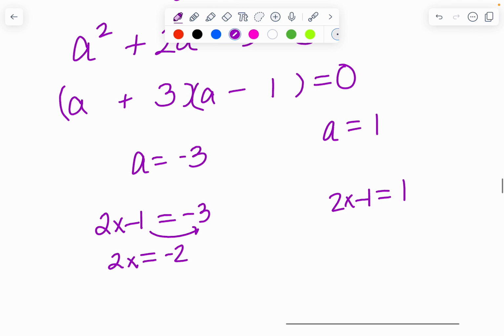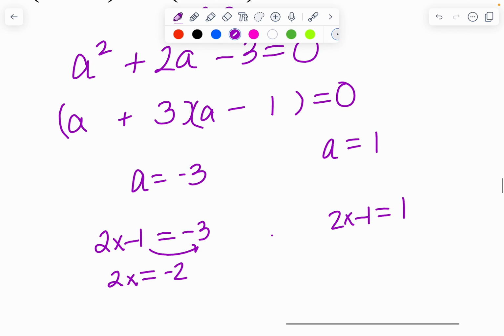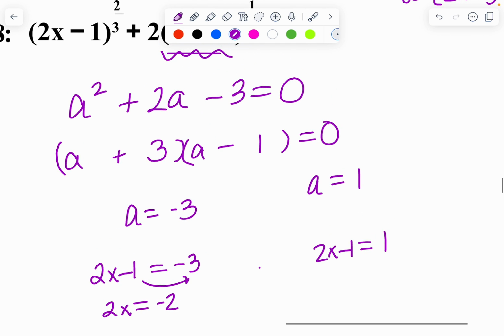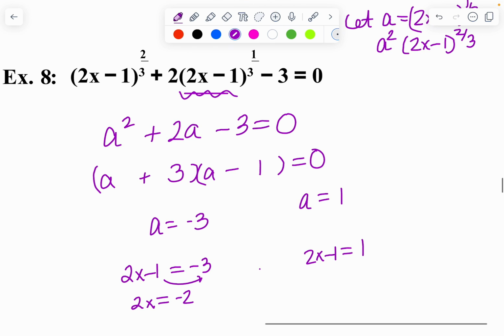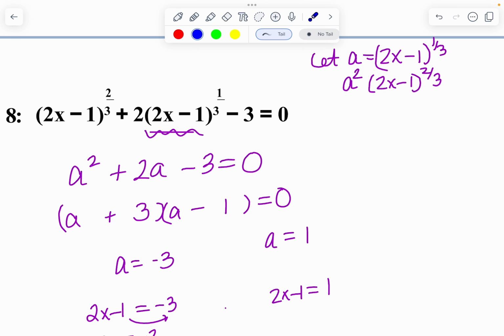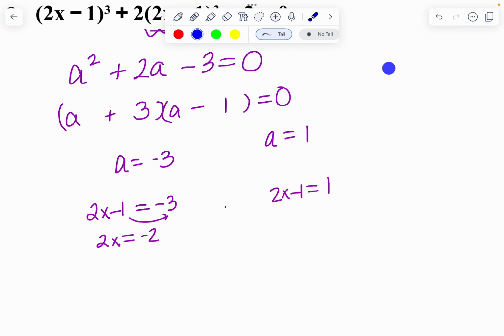I just was thinking if I did something wrong. Wait a second. I think I just did something wrong here. What did I do here? I'm sorry, guys. A equals 2x minus 1 to the 1/3 power. So this is what I need to do. I knew I was doing something wrong here.